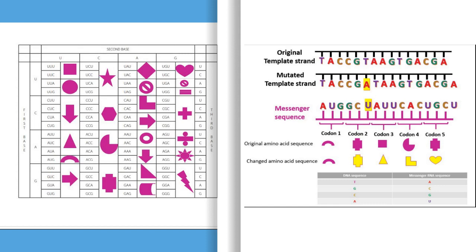This is an example of the addition of an extra A into the DNA sequence. It shows that a frame shift caused by a mutation can cause a change in many amino acids. These mutations can cause problems for a protein's function.